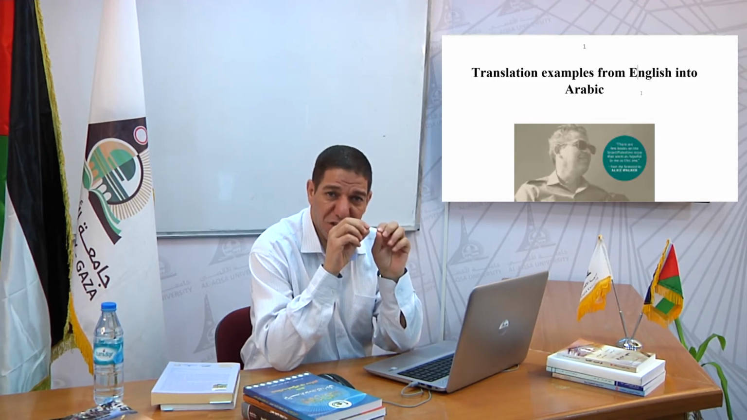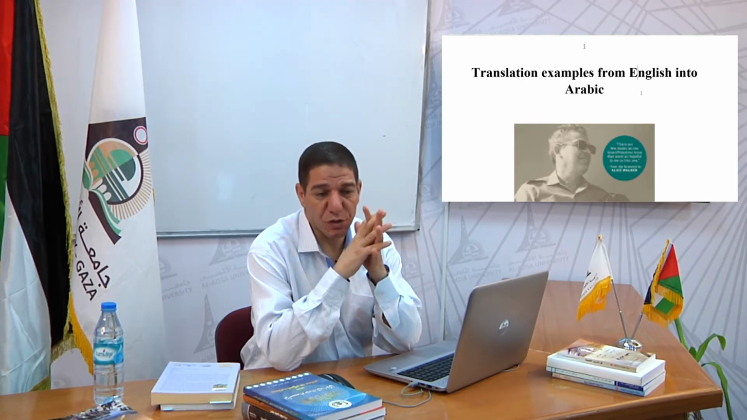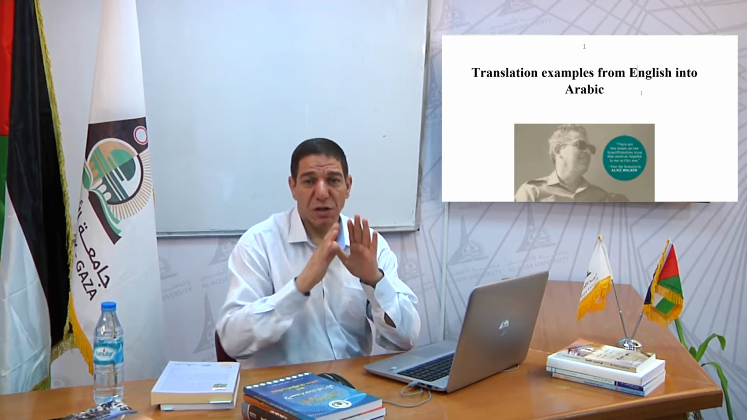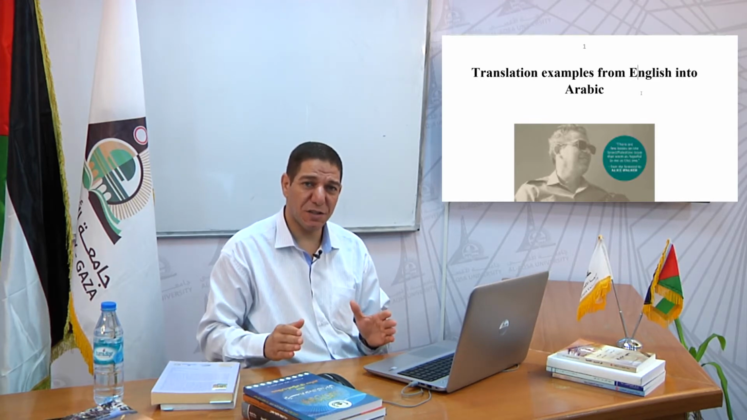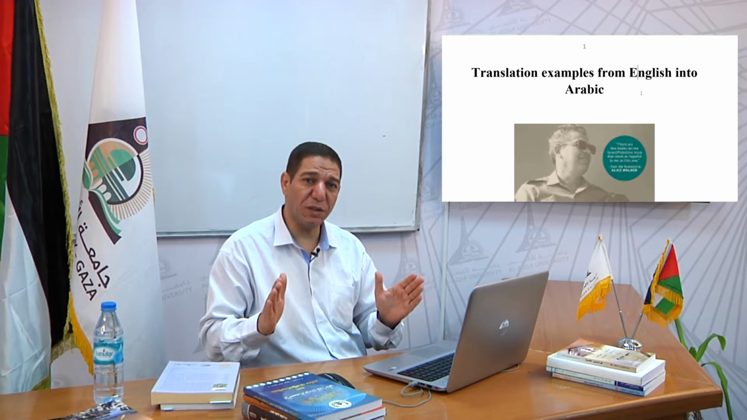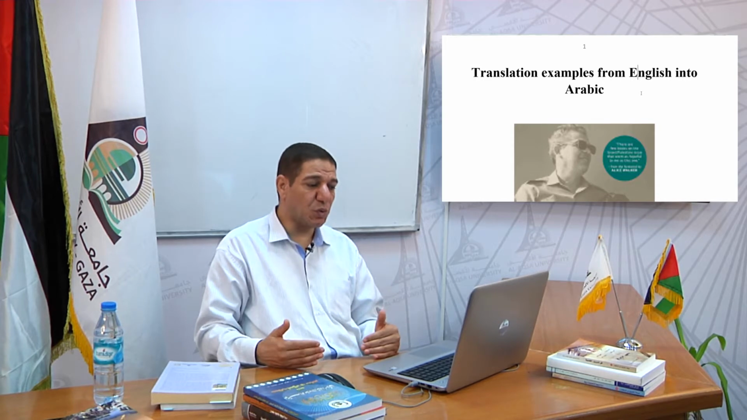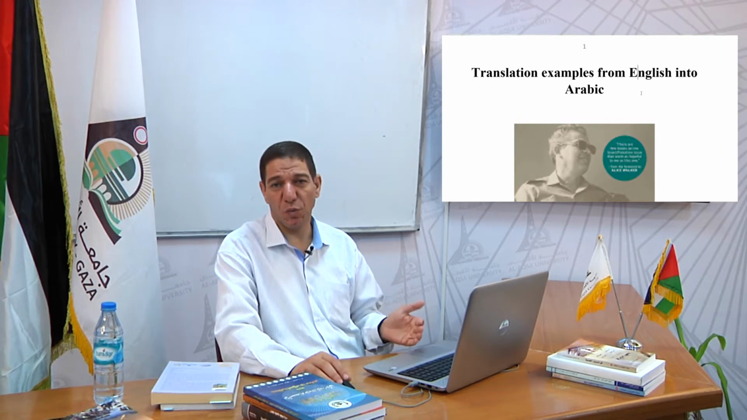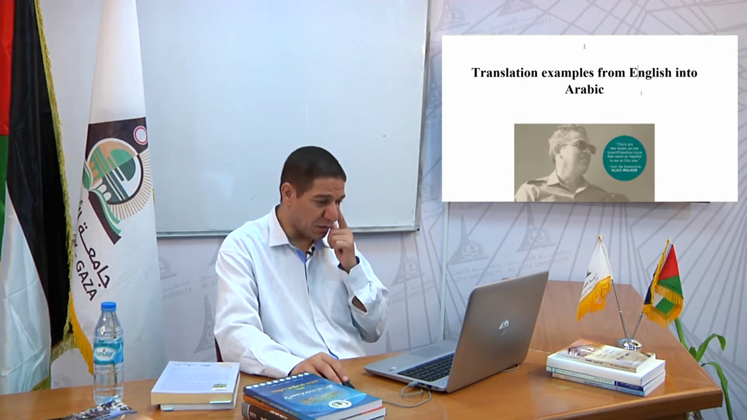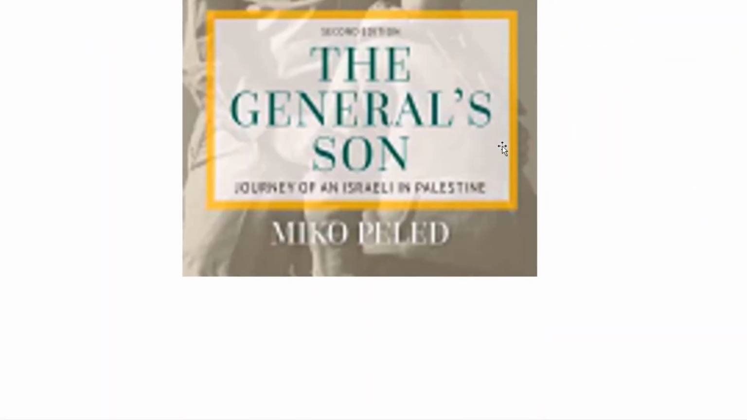a translation that is rendered into Arabic from English, of course, by students, and we will comment on the mistakes committed by students so as the floor is open for you in terms of what is right, what is wrong, what are the strategies needed for you to overcome obstacles, to produce coherent, well-structured and intelligible text in translation. First, I will go for Miko Peled's The General Sun, and here is the translation as well.